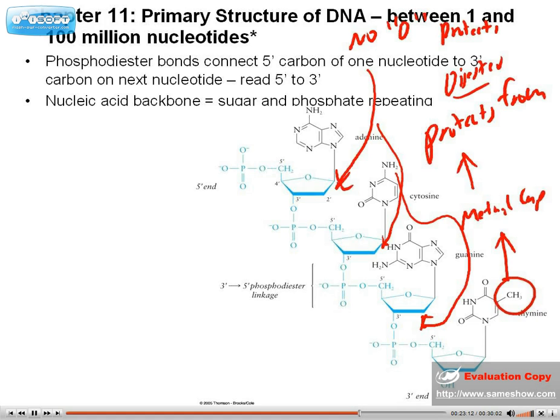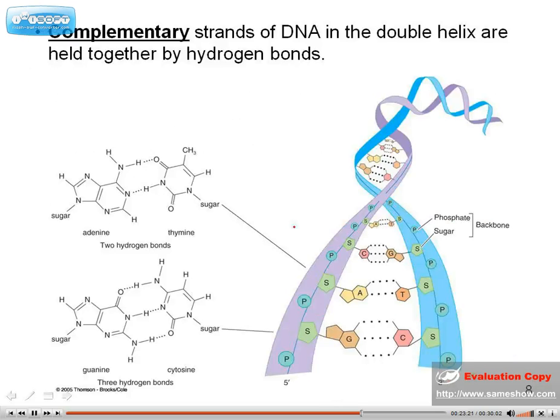DNA is hard to digest by enzymes because those specific characteristics are removed. RNA is very easy to digest after an hour. All right, let's move on.